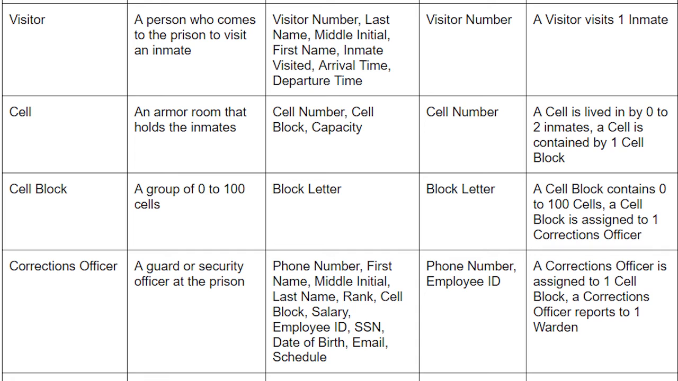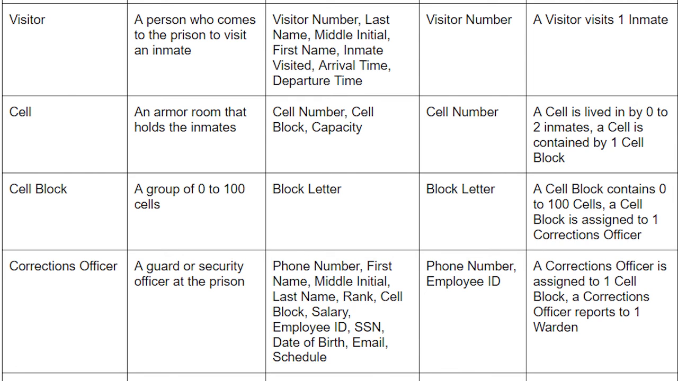Next up, we have cells, and these are just rooms that are going to be occupied by inmates. They have attributes of cell number, cell block, and capacity. So here, the key will be the cell number, and cells can occupy 0 up to 2 inmates. And each cell is contained within a cell block.